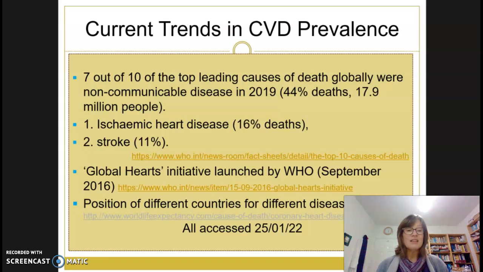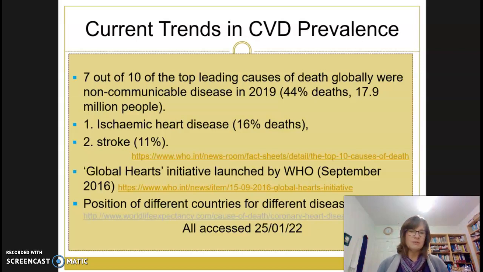So where are we with our current trends? 7 out of 10 of the top leading causes of death globally are non-communicable disease, and ischemic heart disease comes right at the top, stroke second. So if you put all of the deaths together, cardiovascular disease is the main cause of death.